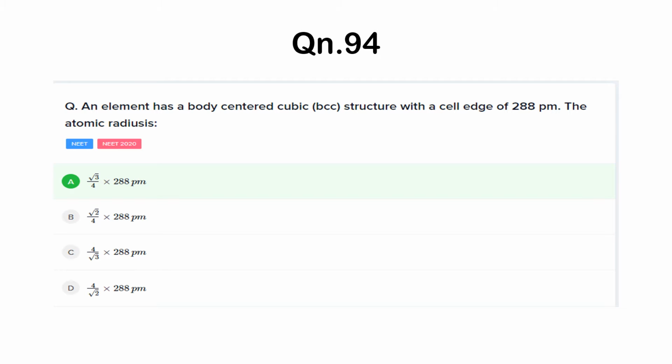Next, question number 94. An element has a body-centered cubic structure with an edge of 288 picometer. The atomic radius is. The answer is option A.